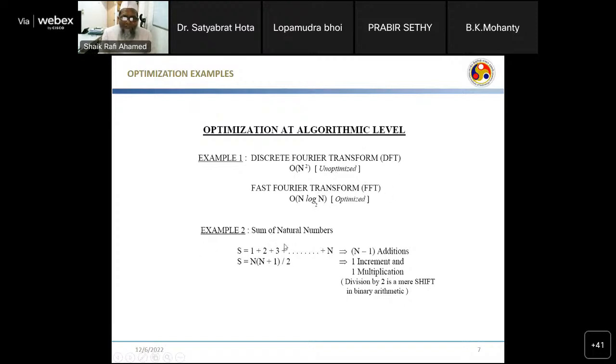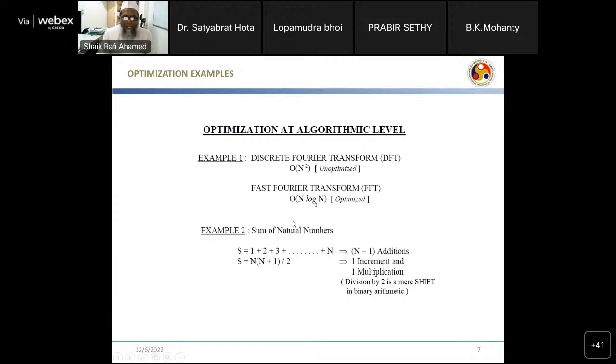If we take another example, the sum of natural numbers. If we add these numbers 1 to n, this requires n minus 1 additions. If we want to add 3 numbers, we have 2 additions. Like that, if we want to add n numbers, n minus 1 additions. That is the direct formula, whereas this s can be represented in another way as n into n plus 1 by 2. If I use the second formula, then we require one increment operation n plus 1 and then one multiplication, one division. Of course, this division by 2 is basically a shift operation. So if the value of n is large, then the second way of implementation is more optimal when compared with the first implementation. This is what is called the optimization at algorithmic level.